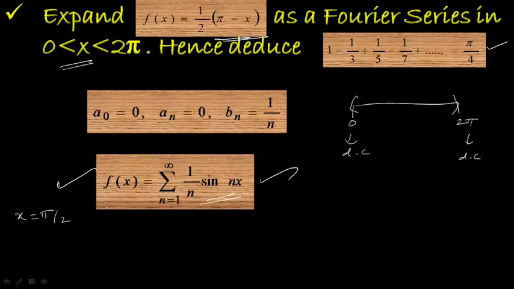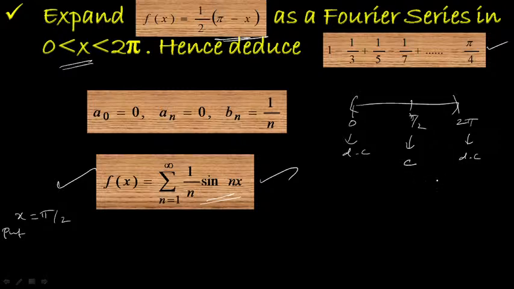Okay, so just put x equal to pi by 2. So approximately pi by 2 is here. Am I right? So that is inside the interval. If it is inside the interval, it means that is a continuous point. So these are the cases which we have already discussed under the topic of convergence of Fourier series.